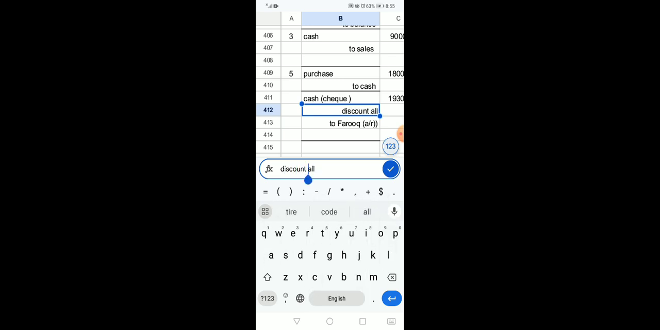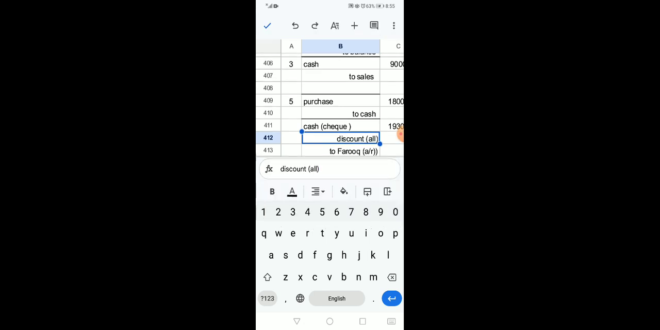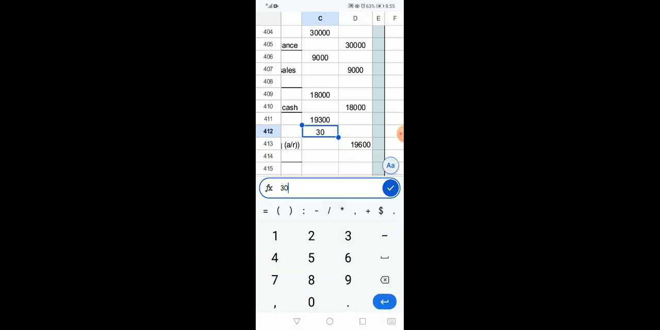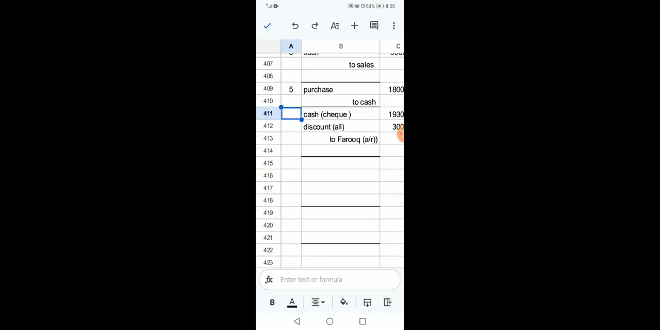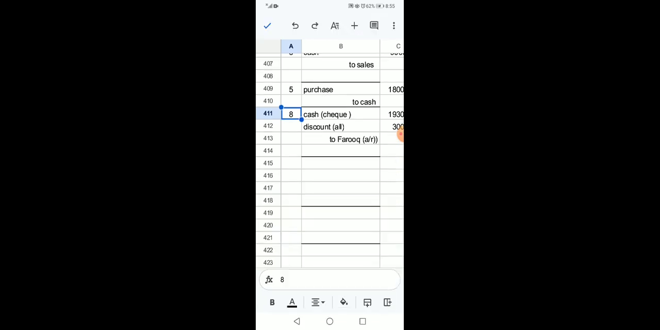And how much discount allowed is, you can see that the total amount was 19,600. You have been paid 19,300. The difference is 300. You will consider it as discount. Hopefully you people have understood. This is our first part of entry number 8. We should have mentioned the date at the very first step. This is the first step of the entry.